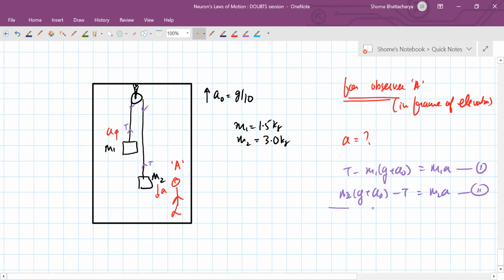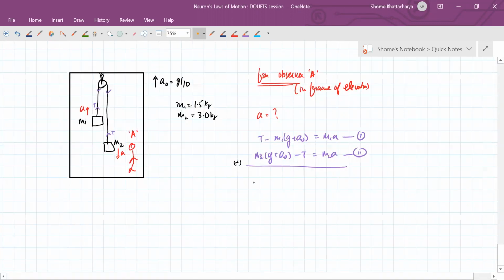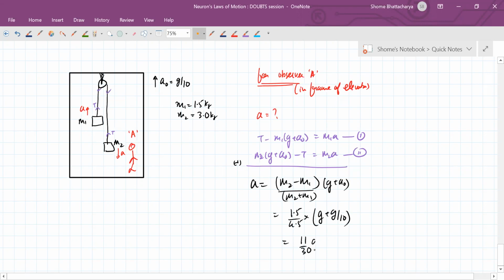Okay, so if we solve this for acceleration now, if we just add these two equations, you will end up solving it for acceleration, and you will get the relation that this acceleration was (m2 minus m1) upon (m2 plus m1) into (g plus a0). Okay, so this will come out to be 1.5 upon 4.5 into (g plus g by 10). So you will get 11 by 30 g.